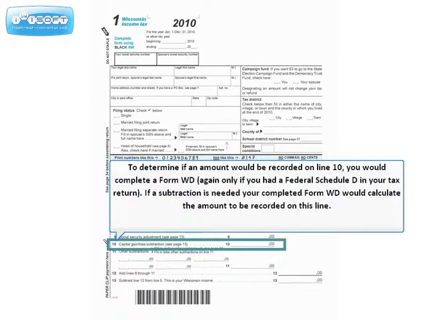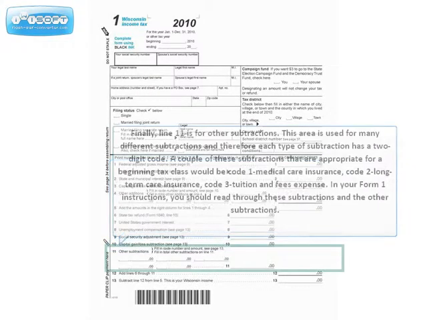To determine if an amount should be recorded on line 10, you would complete a Form WD, again, only if you had a federal Schedule D in your tax return. If a subtraction is needed, your completed Form WD would calculate the amount to be recorded on this line.